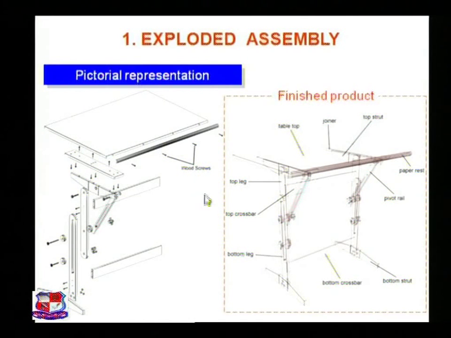This is joiners, then wood screws, the wood plate, paper rest. This is the pivot rail. This is the legs, bottom cross rail, and strut. So all these components you can draw in this way also.